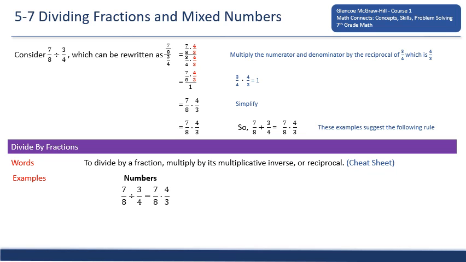Examples: 7/8 divided by 3/4 equals 7/8 times 4/3, which we proved above. And in algebraic terms, a over b divided by c over d equals a over b times d over c. Notice that d over c is the reciprocal of c over d, where b, c, and d are not equal to 0. And the reason for that is, remember, you can't have 0 in the denominator. That would be undefined. So if any of those terms were 0, this would not work.